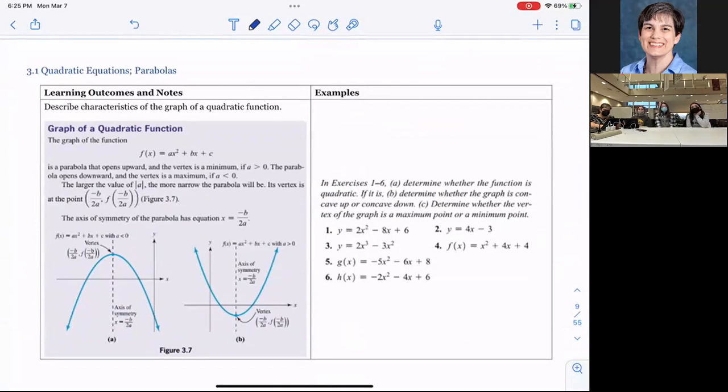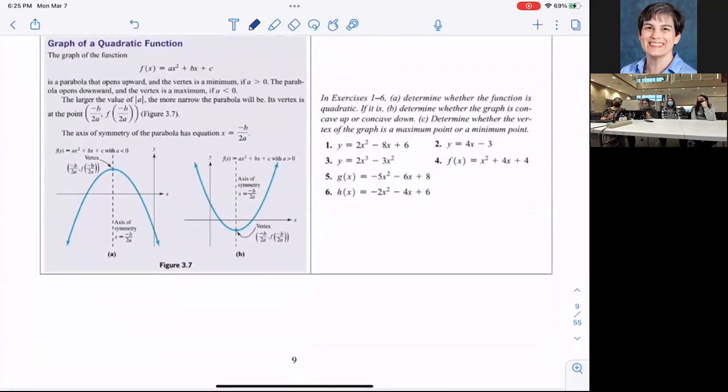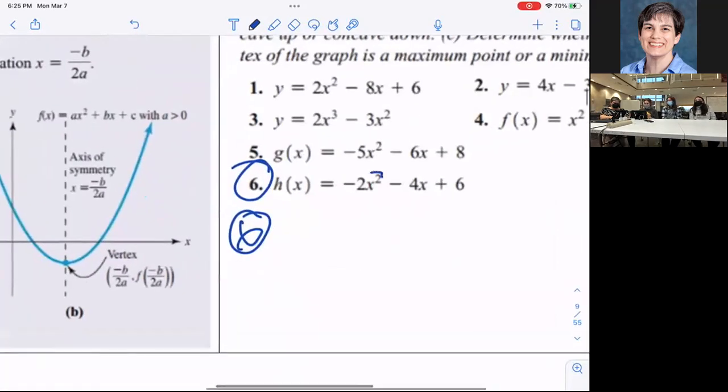All right, so do we have any questions on this first page, 1 through 6? Number 6, okay. Determine whether the function is quadratic. If it is, determine whether the graph is concave up or concave down, and then determine whether the vertex of the graph is a maximum point or a minimum point. So number 6, determine whether the function is quadratic. Because we have this x squared right here, it is quadratic. So yes, it is quadratic.